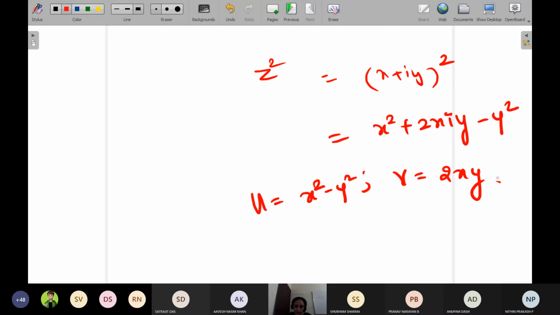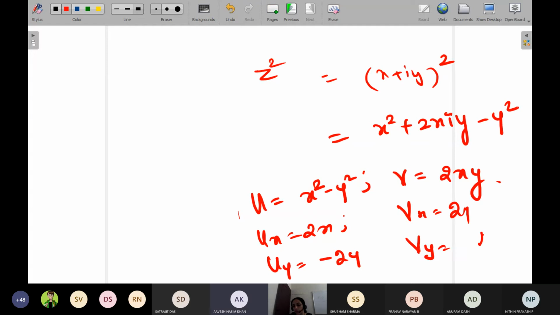Now you check. It is analytic now. Are you getting it? You have to check UX. What is your UX here? 2X. What is your VX here? 2Y. What about your UY? UY will be equal to minus 2Y. And what will be your VY? VY will be equal to 2X.